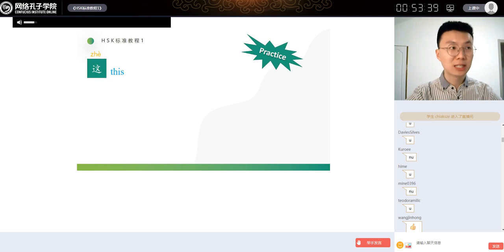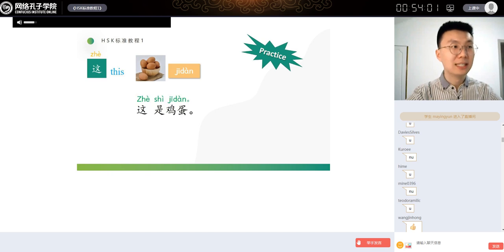Okay, let's do a practice. Before the practice, I give you a new word. 这 means this. What's this? Do you remember? Good. 鸡蛋. So how to make a sentence? Yes, very good. 这是鸡蛋.